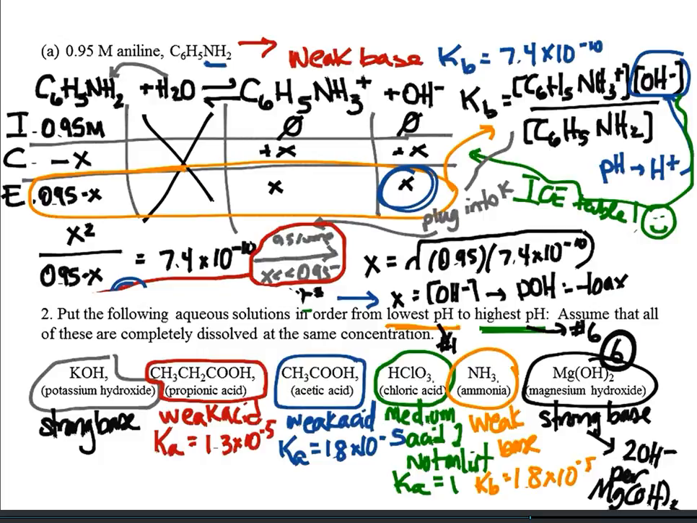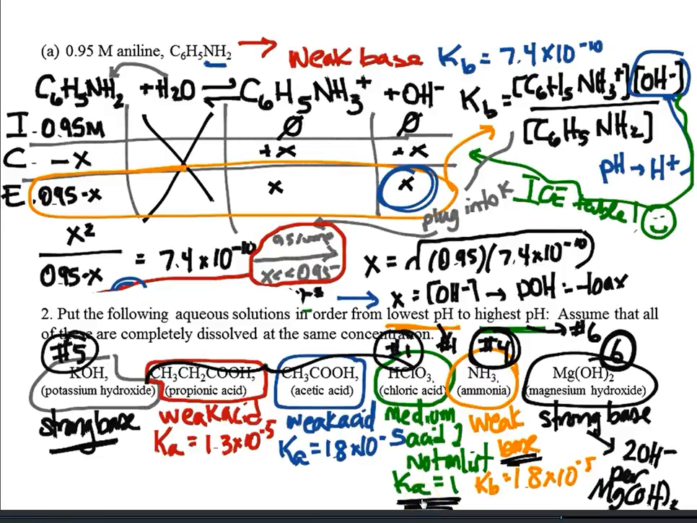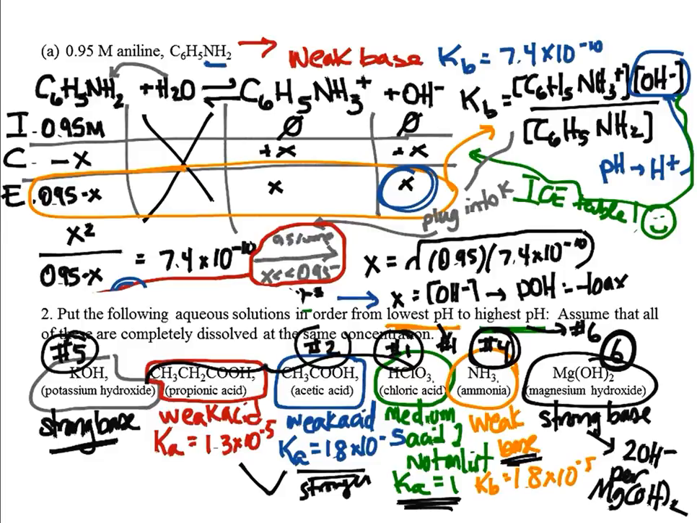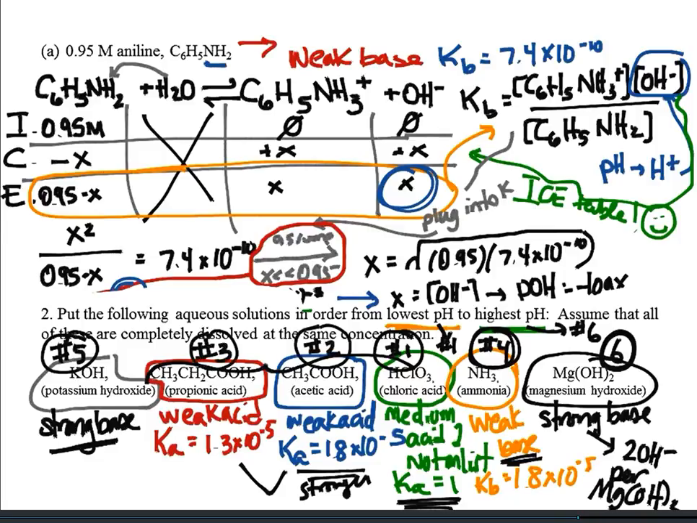It's number 6. Potassium hydroxide, the first one listed here, is going to be number 5 because it's also a strong base. The only other base on the list is ammonia, and therefore, being the weakest base, it's going to be number 4. Now these 3 remaining ones are all acids. The strongest acid is chloric acid, so it's going to have the lowest pH, so it's going to be number 1. Of these 2 remaining ones, acetic acid has a higher value for the Ka, which means it is a slightly stronger acid than propionic acid, so it's number 2 on the list, and that one's number 3 on the list.